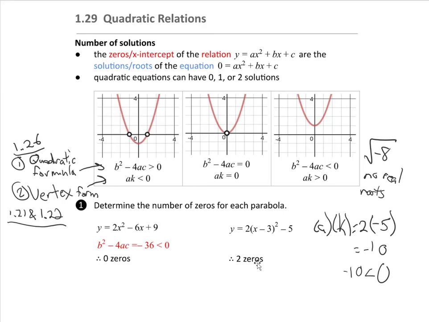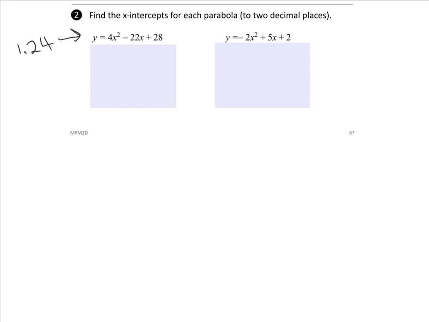Therefore, we have 2 zeros. So that's just determining the number of zeros or solutions that we have. If we go on to the next slide, we actually need to determine the x-intercepts. In this case, this is just review of 1.24.